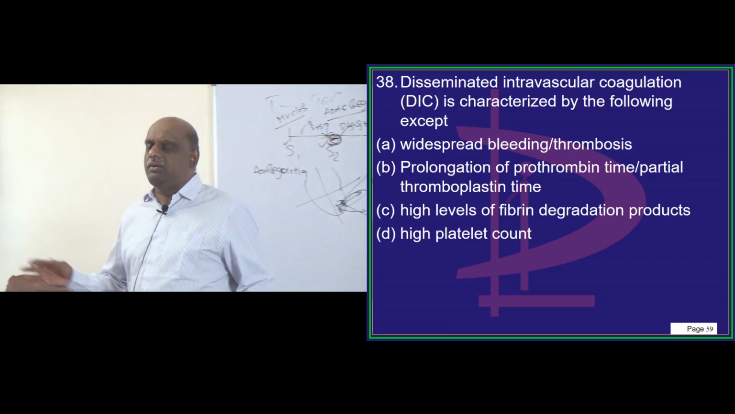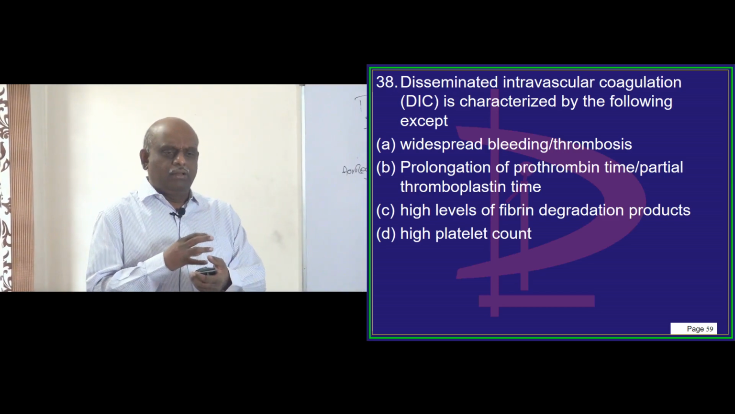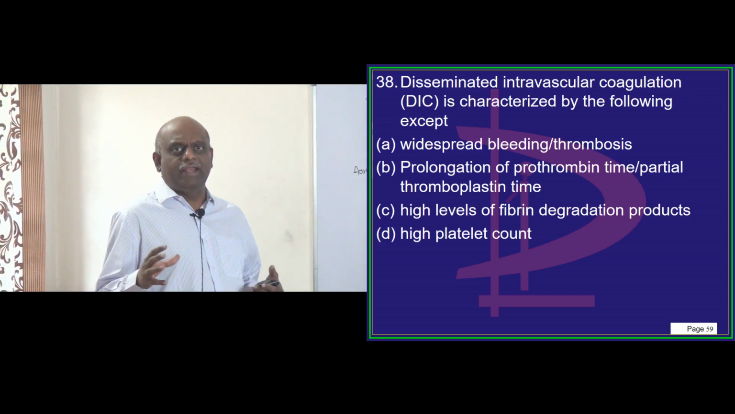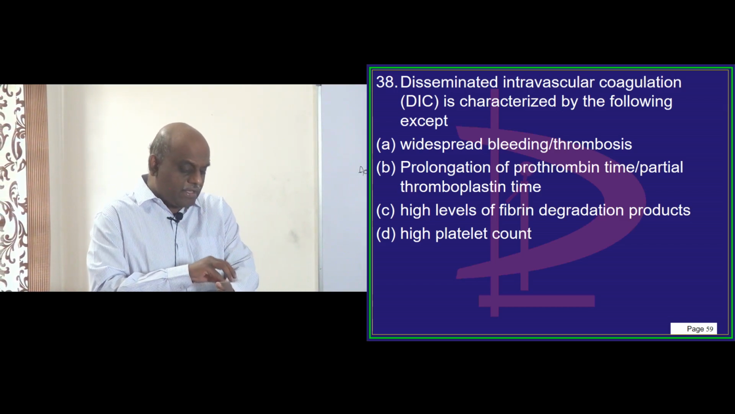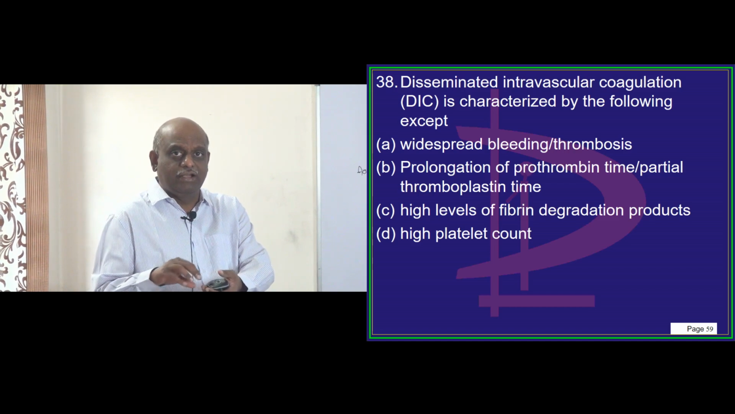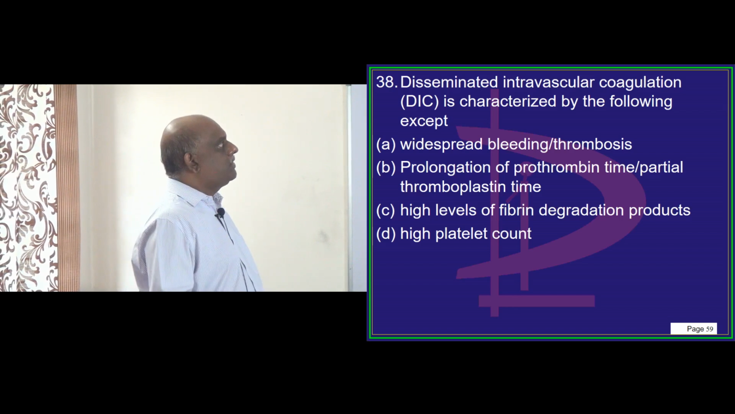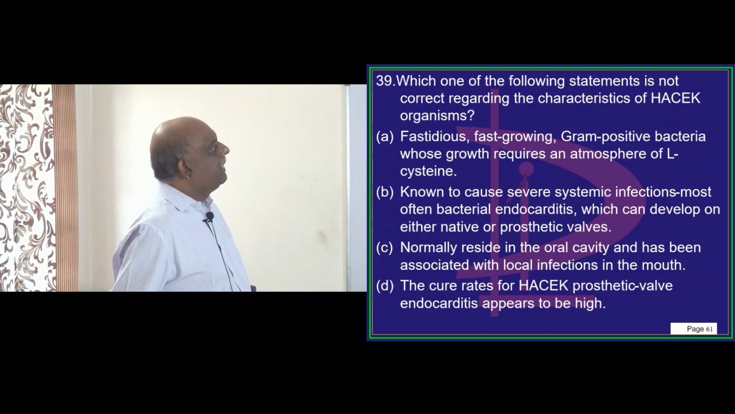What happens in disseminated intravascular coagulation? There will be multiple coagulation cascades stimulated that lead to development of clot formation in which the platelets are all sequestered, and that leads to development of thrombocytopenia, is what you need to remember.